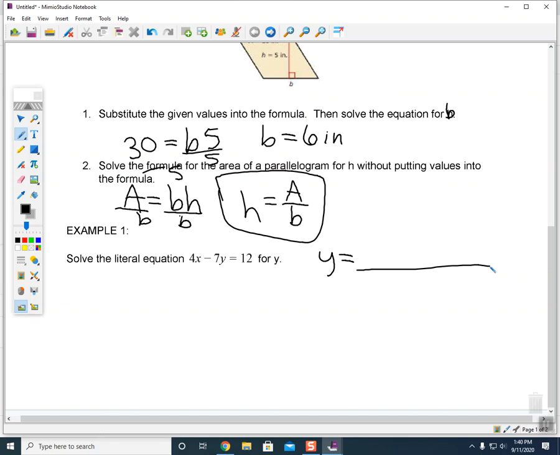So I've got 4x plus 7y equals 12. What do you think my first step would be to get y on its own? What else do I need to get rid of on the left-hand side? 4x. How do I get rid of my 4x? I'm going to subtract it from both sides. Exactly. So then I just have 7y equals 12 minus 4x.